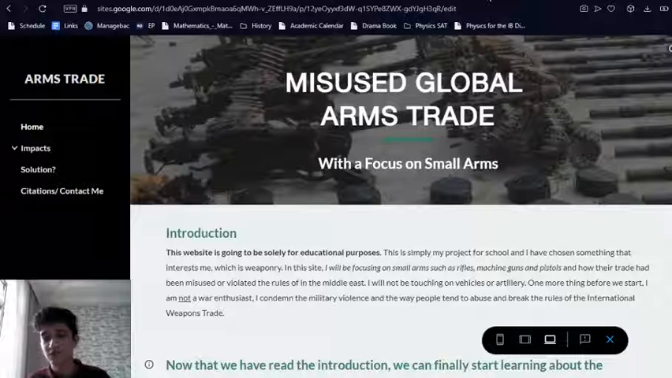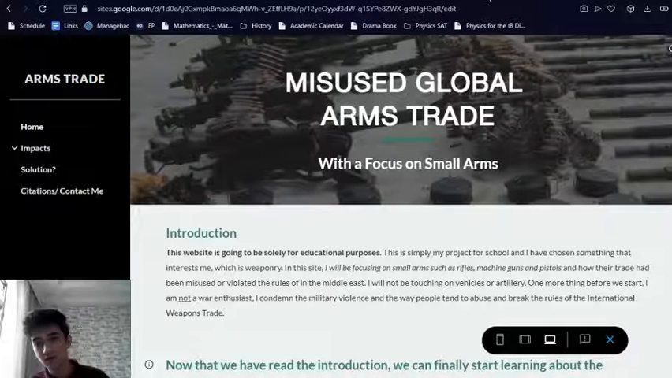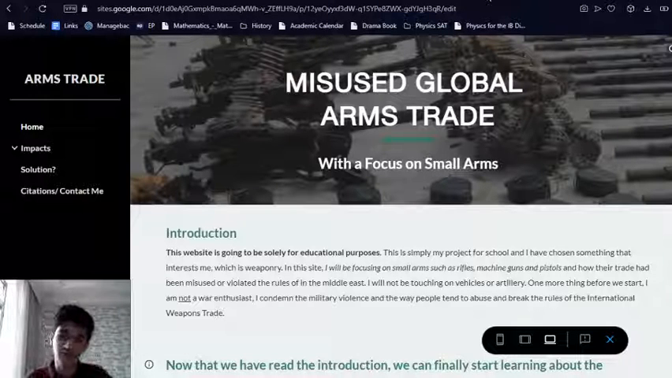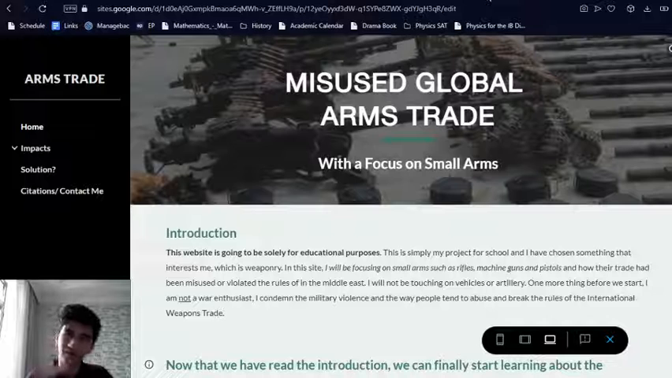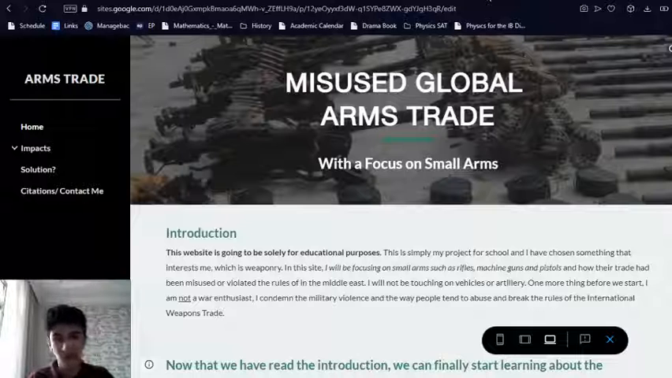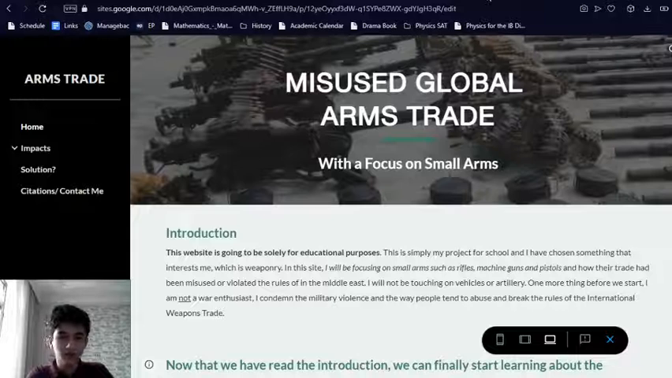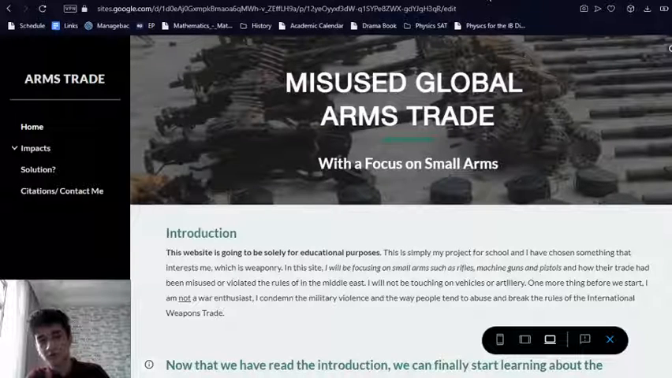What firearms are? They're like pistols, machine pistols, submachine guns, light, medium, and heavy machine guns, assault rifles, battle rifles, sniper rifles, marksman's rifles, basically all that. Not the vehicles, not drones or artillery. I'm not going to focus on those, only firearms.